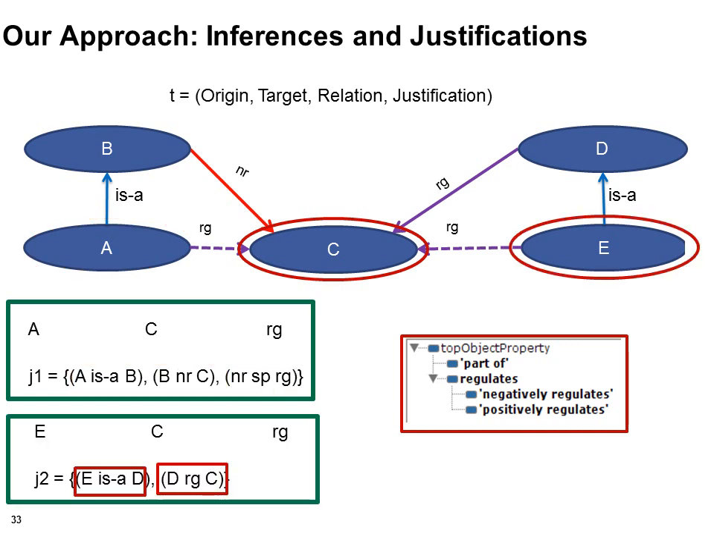Further, we can represent that the relation between E and C is implicit, and this relation is represented using the tuple E, C, regulates, and the justification that E is a D and D regulates C.